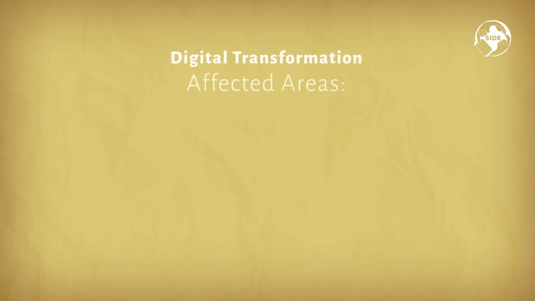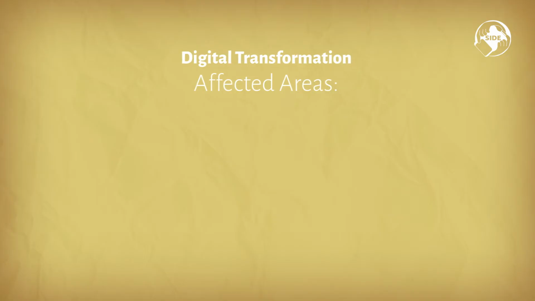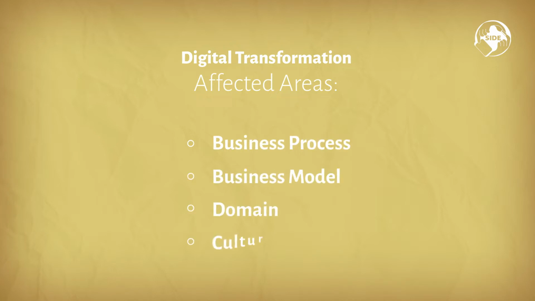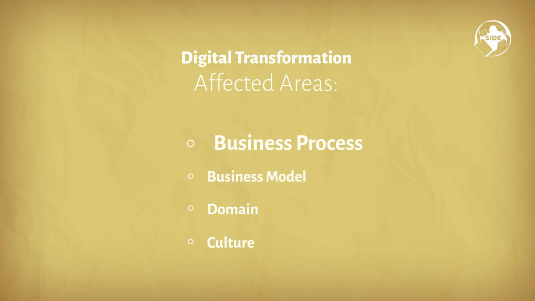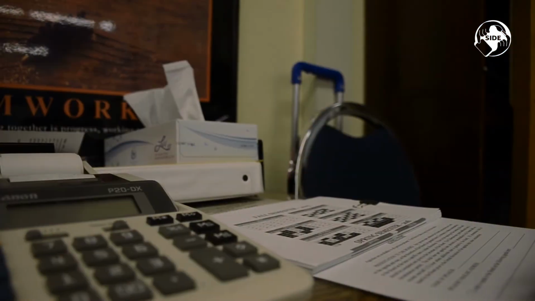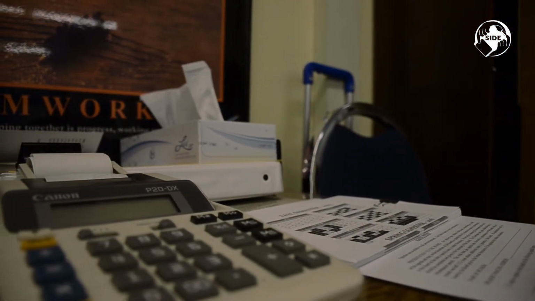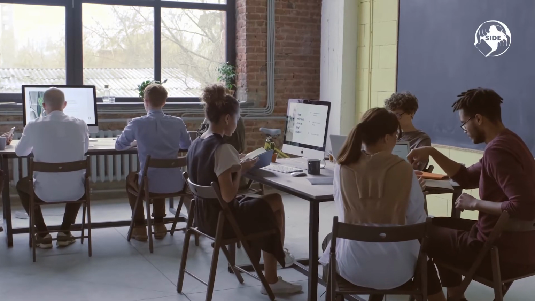Overall, the digital transformation of a company or organization can mainly affect four areas: its business process, its business model, its domain, and its culture. When transforming business processes, mainly internal operations are redefined with technology, like internal communication, storage and processing of files, accounting, planning, and more.